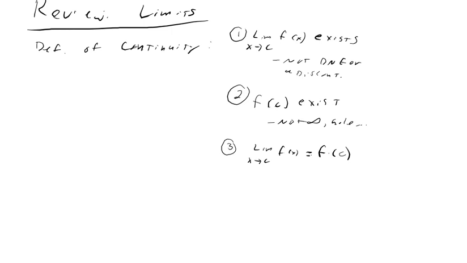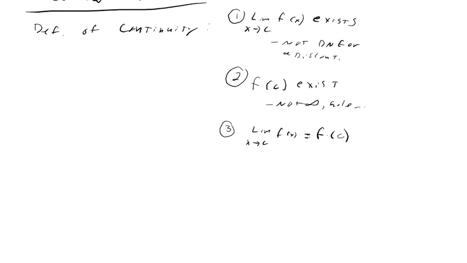And again, if one of these is missing, the function is not continuous. And we state that explicitly. You can't just say, oh, it's not continuous because there's a hole. That would not be an acceptable answer. You have to be explicit. Which one of these is broken? How does it work, right?